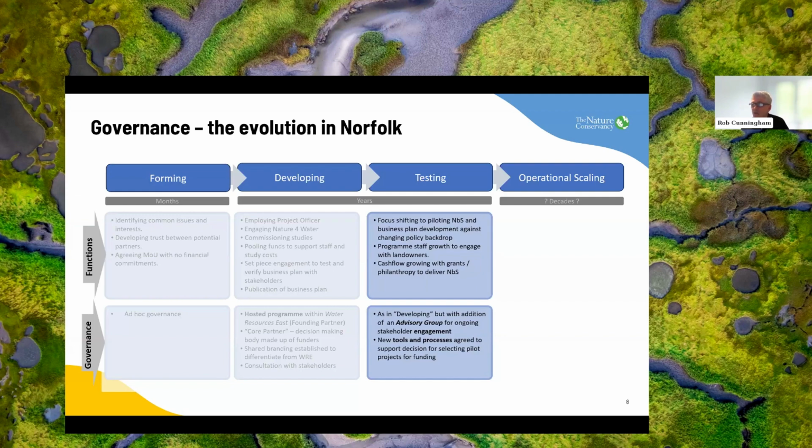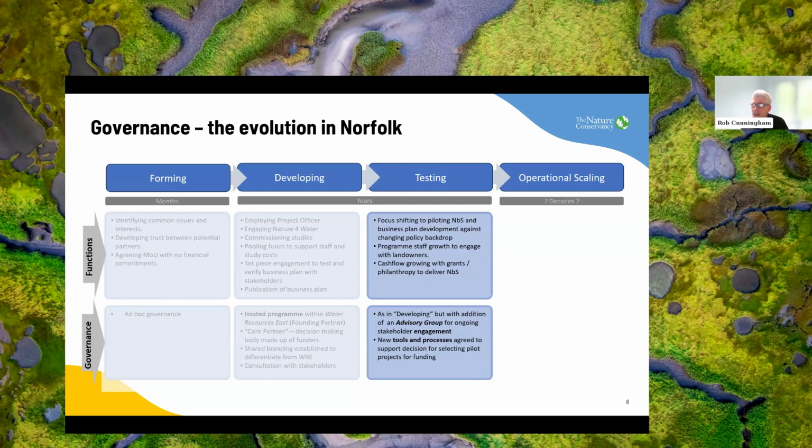So essentially there's a growth in the number of staff. We've got people who are out there engaging with landowners. We've got much higher cash flow because we've got grants coming in and going out to deliver nature-based solutions on the ground. Very much relying on philanthropy at this moment, because those revenues, those nature markets, have yet to mature to a point where we can use them or rely on them.